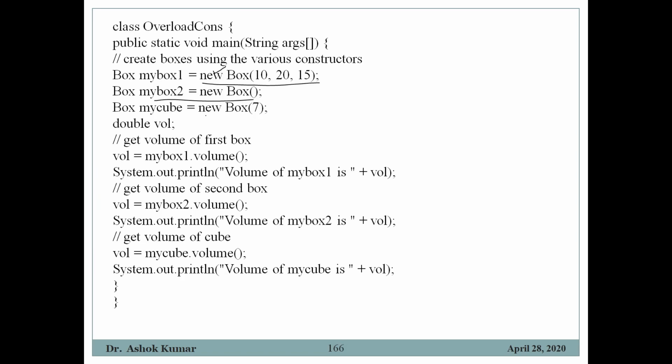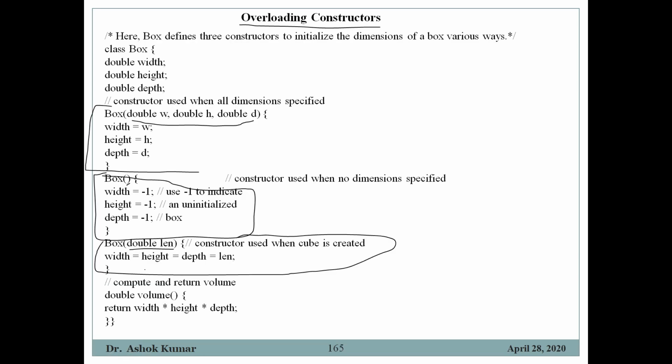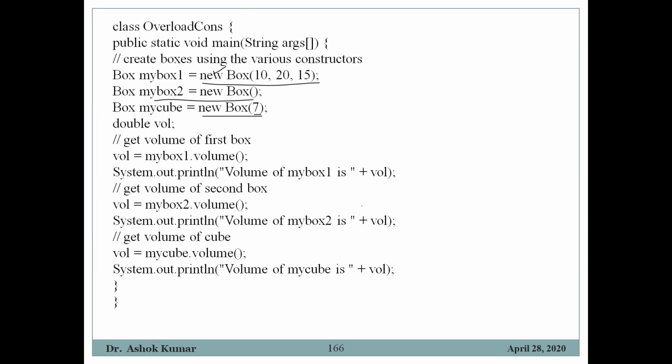Then with the third line, this new Box(7) will invoke a constructor with a single parameter only, because we are passing an integer from here and there is no constructor with an integer parameter. So that integer will call this constructor, because an integer can be implicitly cast to double type. So this will be invoked in that case with 7. That means width, height and depth will be initialized to 7, because 7 is passed.